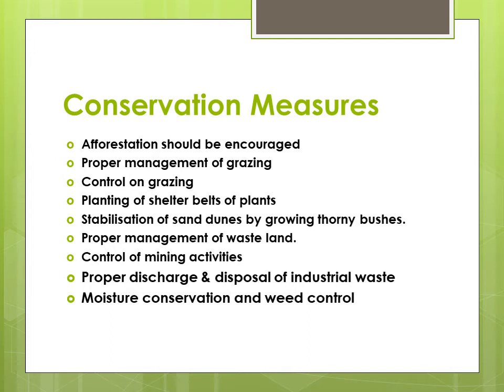Next, planting of shelter belts of plants. If you see in agricultural land, there is a small belt where trees are grown. These trees also help to reduce soil erosion, and give shelter to that area. And you can see along the road, trees are planted. When they grow, these trees give shelter to the roads even. So a shelter belt of plants should be grown.